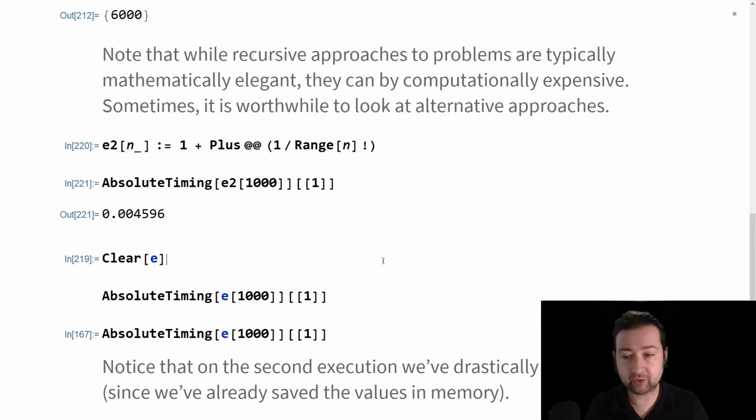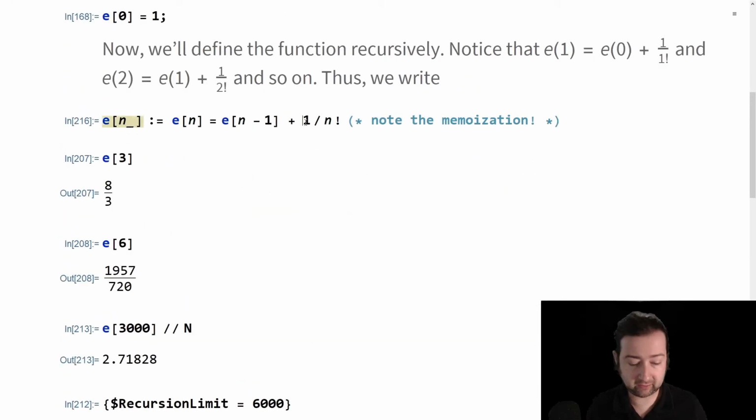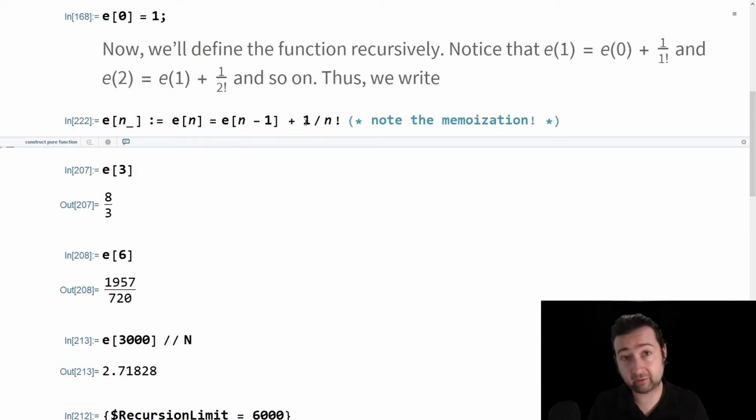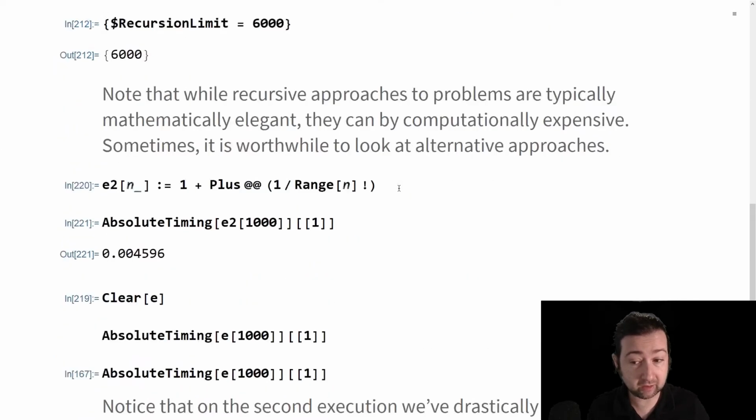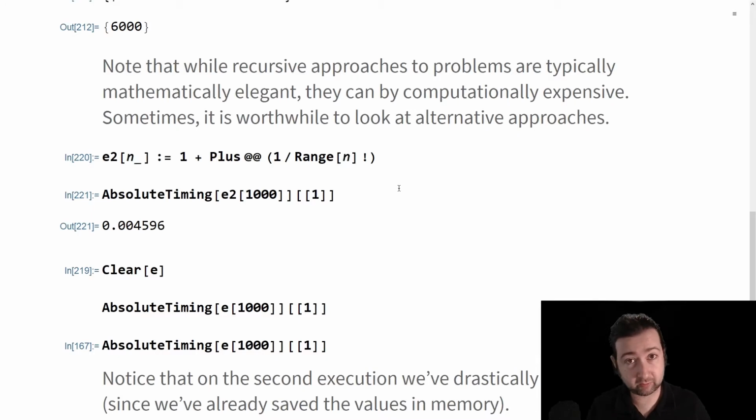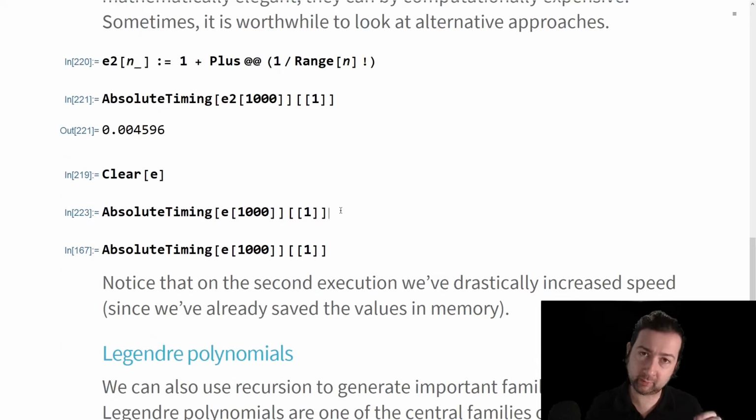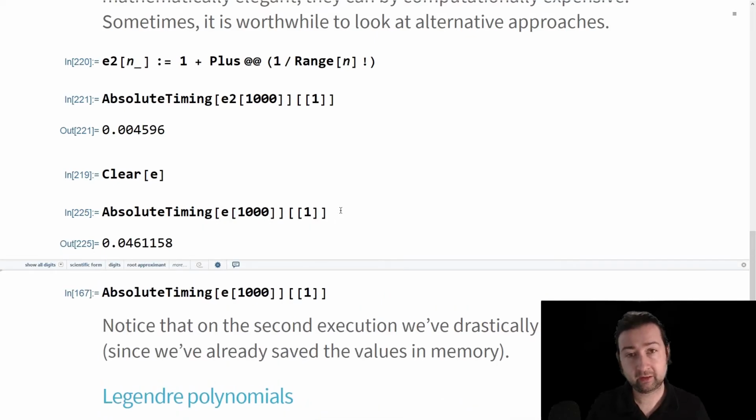Now I've cleared the definition of e so that I can feed it back in again. The reason I did that was so that I don't have the values pre-stored, because I want to compare how long it took to run the first time to the second time. The first time that we run our function with an input of 1,000, you can see that this has taken 10 times longer to run on the first go. So this is 400ths of a second that our function took to run versus 4,000ths of a second. And that difference is going to get even more pronounced as the input gets larger and larger.